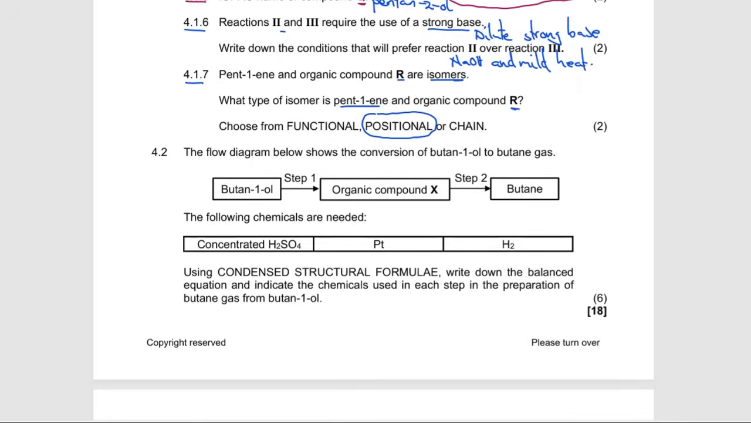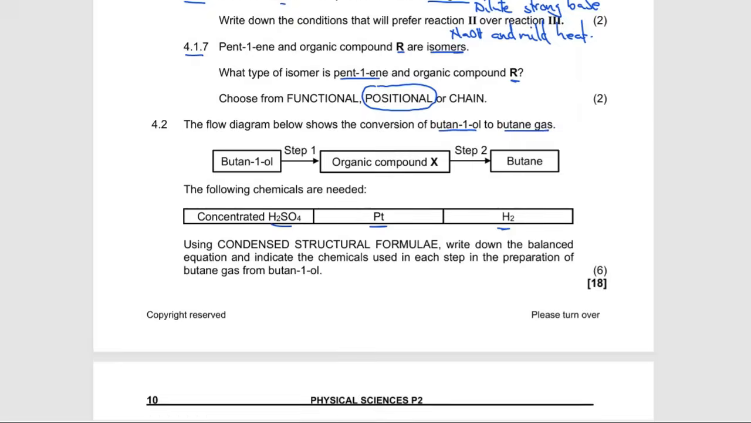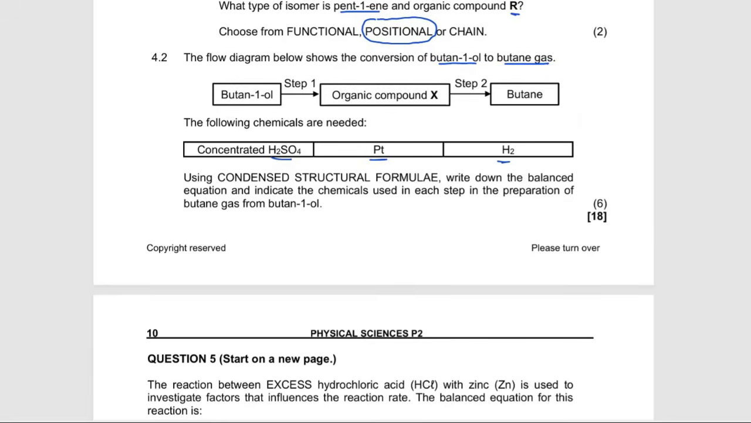Then moving on to 4.2, it says the flow diagram below shows the conversion of butan-1-ol to butane gas, right? So this is a flow diagram from butan-1-ol to step number 1, then organic compound X, then step number 2, we're having butane. The following chemicals are needed: concentrated H2SO4, then platinum, Pt, then H2, right? So using condensed structural formulae, write down the balanced equations and indicate the chemicals used in each step in the preparation of butane gas from butan-1-ol.